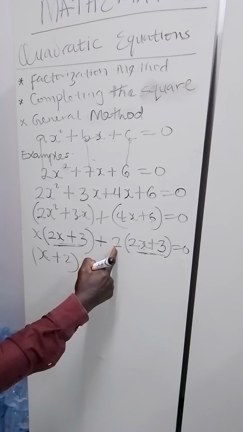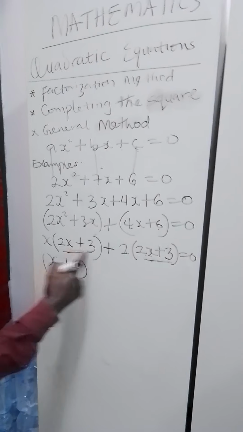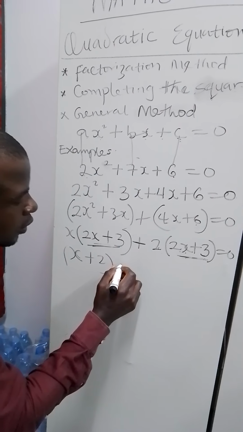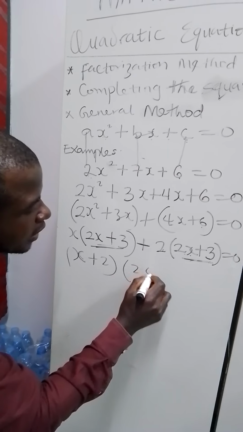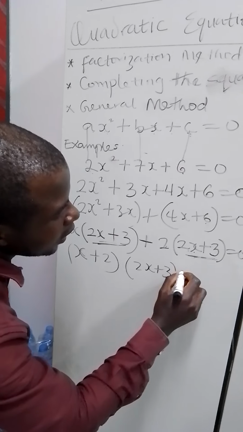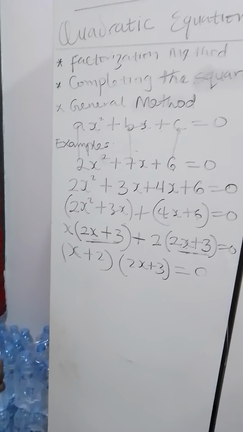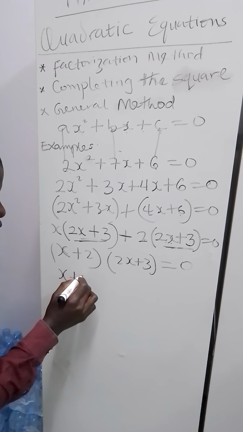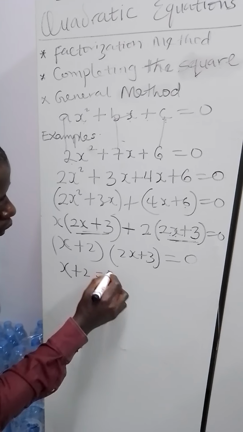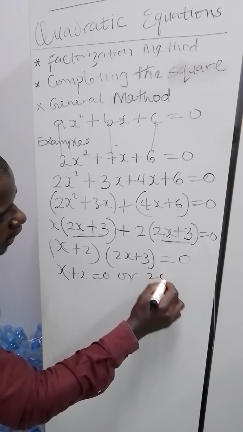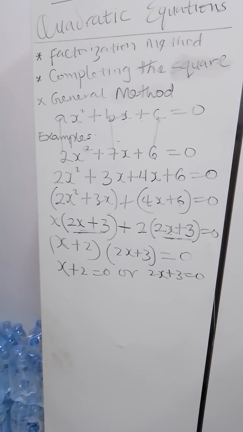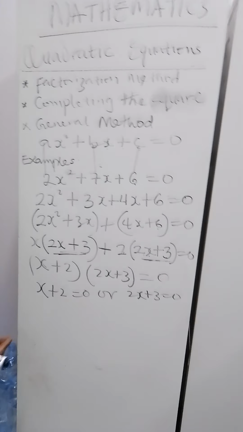This is x, this is 2. Take them together. Then out of these two that look alike, just pick only one: 2x plus 3. Everything still equals 0. If that is the case, we have x plus 2 equals 0 or 2x plus 3 equals 0. We are working to get the answer now.